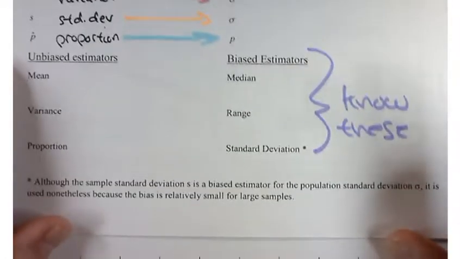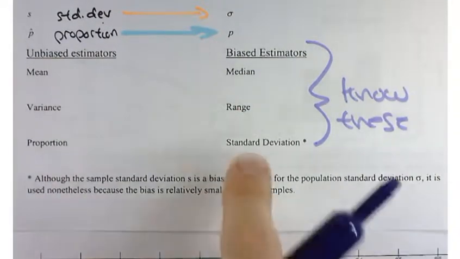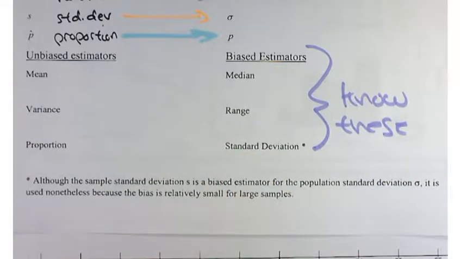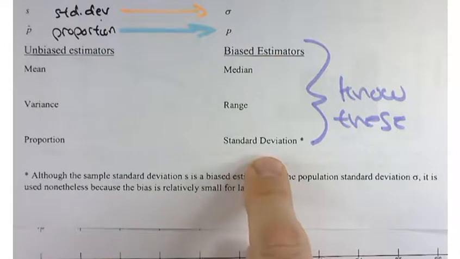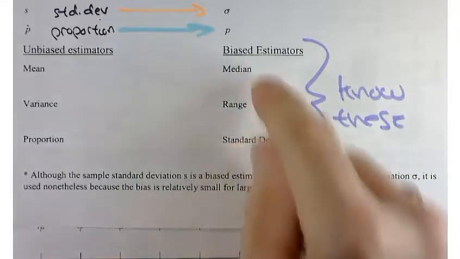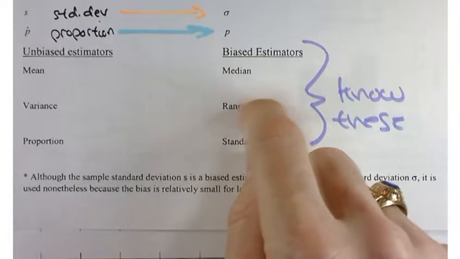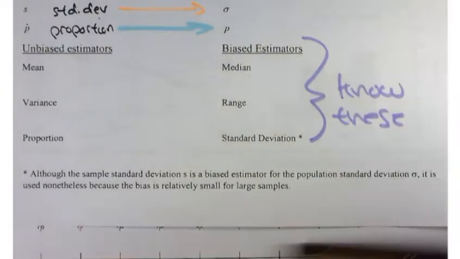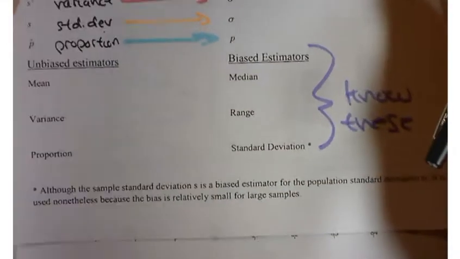Now, the one that's a little bit annoying is the standard deviation. Standard deviation is actually a biased estimator of the population standard deviation. Except the bias isn't too bad for large samples. It's relatively small, so we'll use it anyways. But typically we don't use the sample medians and sample range to make estimates of those parameters. They're biased estimators.